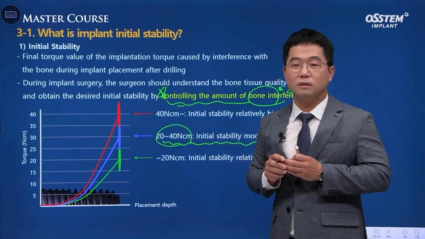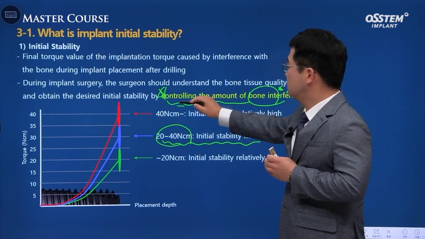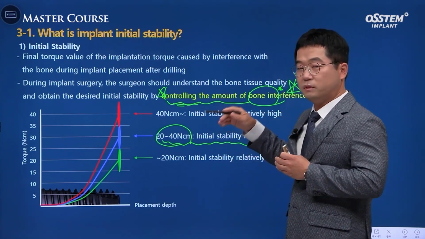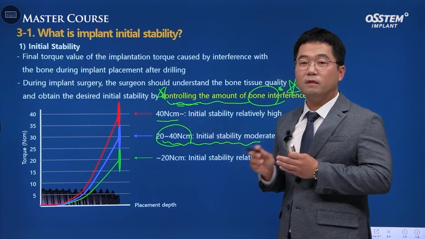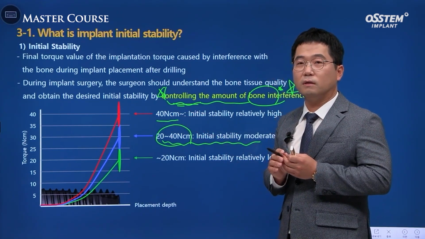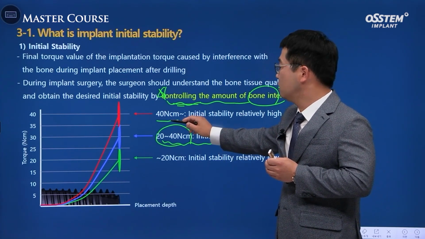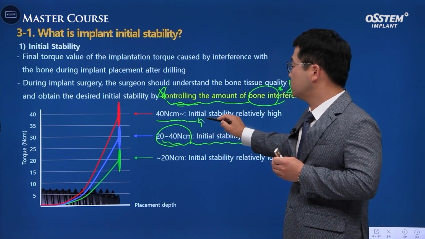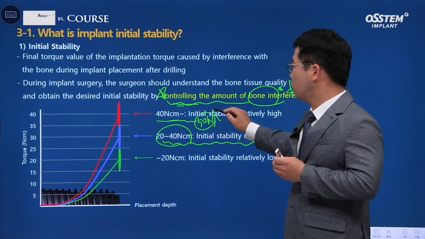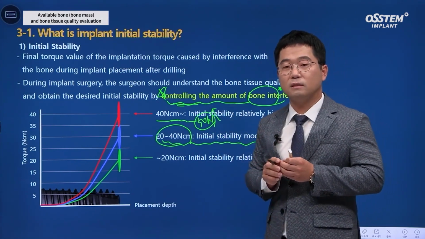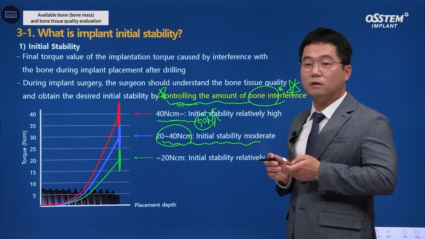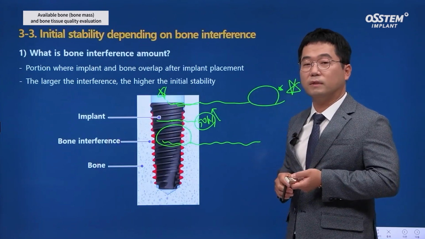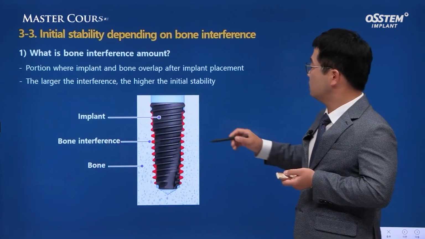We need to get about 20 to 40 Newton centimeter of primary stability. If you adjust even more, this is slightly off the extent of basic course, but these days we do a lot of immediate loading. In those cases, we need to get 50 Newton centimeters of primary stability. If you go over that, that may be excessive, but in the end, you need to adjust the bone interference level. That is most important.